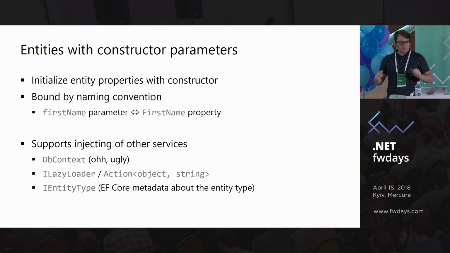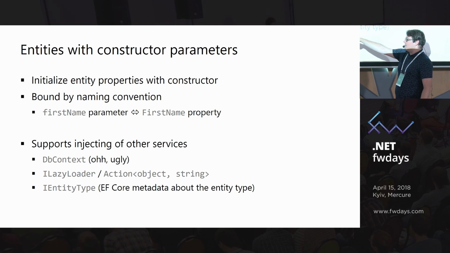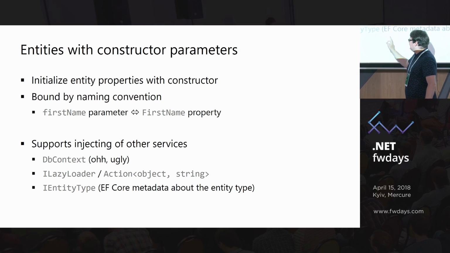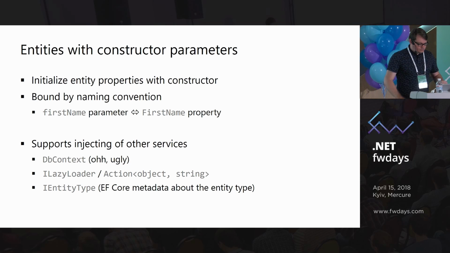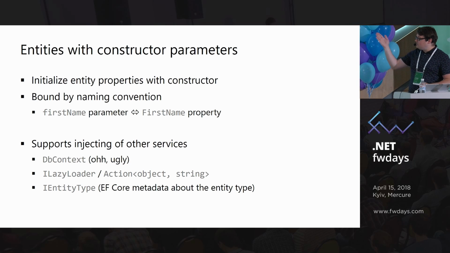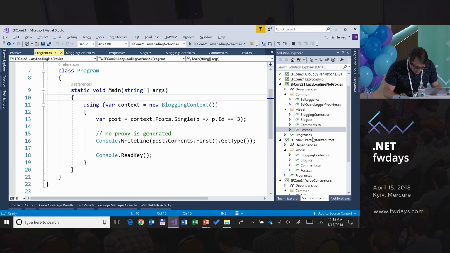Also, you can use other types of parameters, for example, ILazyLoader, or DbContext, but it's not very nice, or IEntityType, which will give you metadata about your type. So these are the things you can put in the constructor. Okay, so let's look at the demo.